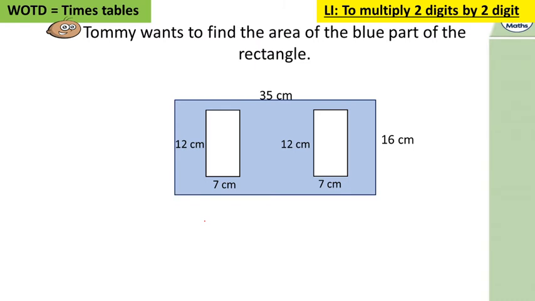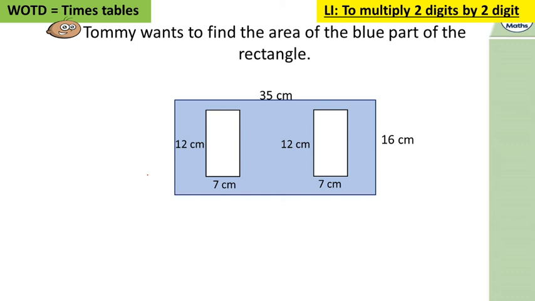Okay, so this one is a slightly different question. This is a problem solving question. Tommy wants to find the area of the blue part of the rectangle. You can see here we've got 35 width times 16 length, or 16 height. However, we have 2 rectangles here that have been cut out of the blue bit. So we need to take that into account when we're working out the area that is shaded blue, because it's not just 35 times 16, because we've got these 2 bits cut out. So let's make sure we think about that when we're working this question out.